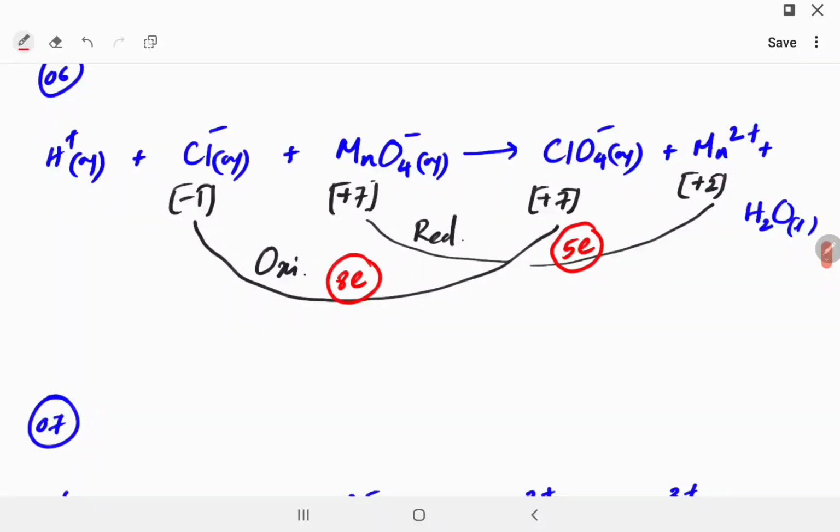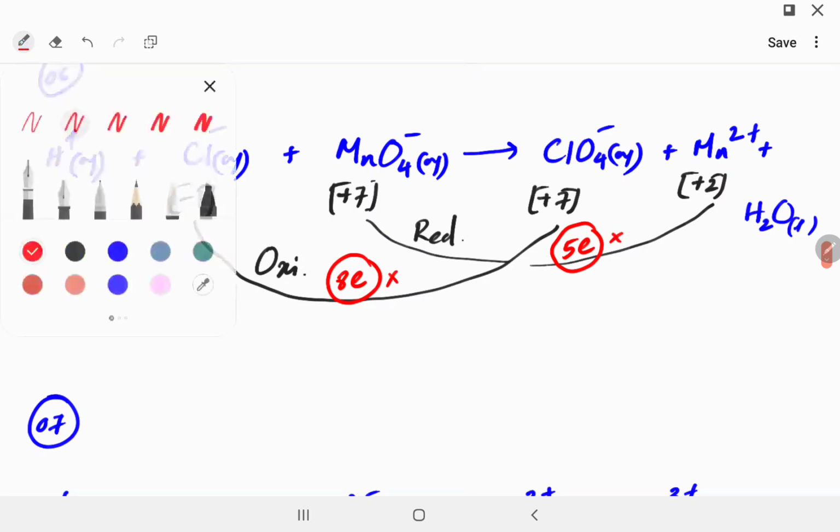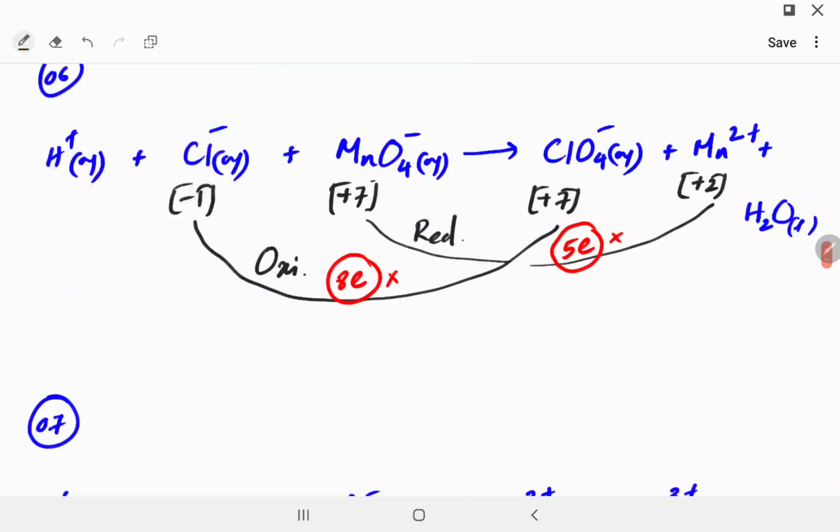Wow, that is a lot of electrons moving, right? So the least common multiple for 8 and 5 is what? 40. Okay, 40. So to get to 40, you multiply 8 by 5, 5 by 8. You can either use least common multiple, or sometimes, by multiplying each value, I mean 8 and 5 by each other, you can get the answer. So 8 by 5, 5 by 8, which means you have to use number 5 in front of every chlorine, number 8 in front of every manganese.